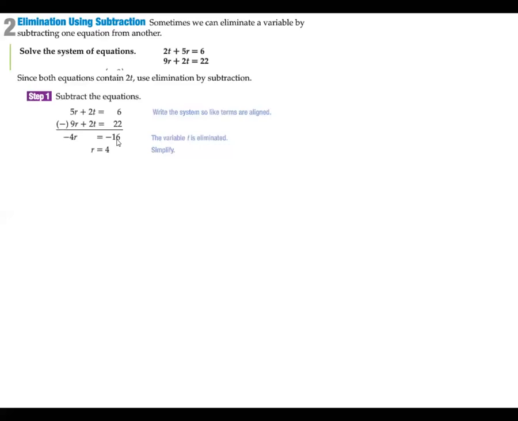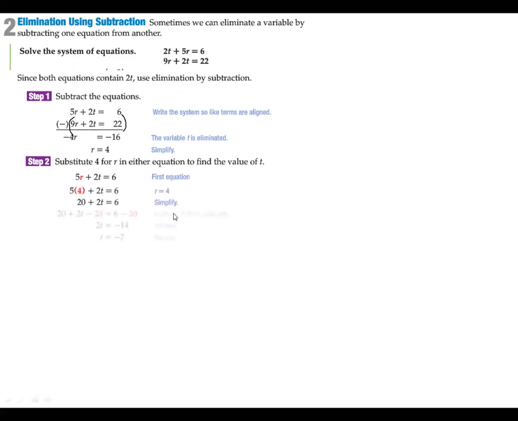I like to put a parenthesis around the second equation just so it helps me remember that I'm subtracting everything in the parentheses there. Okay, so you have negative 4r equals negative 16, divide by negative 4, and you get r equals 4. Then substitute 4 into either of the equations. I'm going to do the first one. So you'd have 20 plus 2t equals 6, subtract the 20, divide by 2, and you get t equals negative 7. So your solution is 4, negative 7.